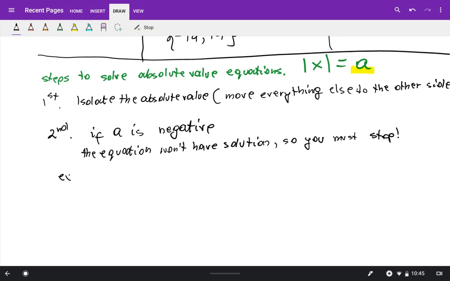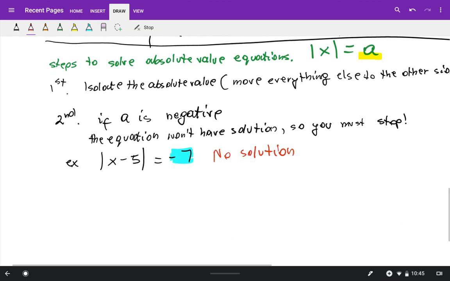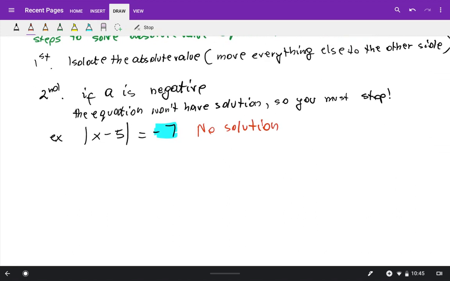And I will give you a different example: absolute value of x minus 5 equals -7. Okay, because of that -7, there is no solution. You cannot have a negative number on the right side. Okay? The third step, otherwise. So I'm talking about the number on the right side being 0 or greater than 0. Solve two equations.